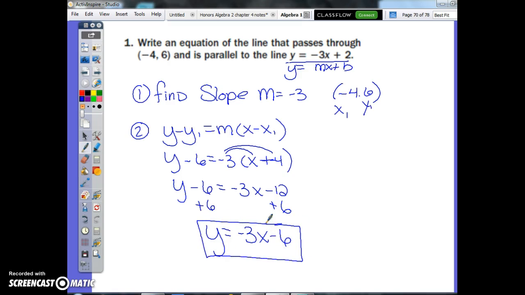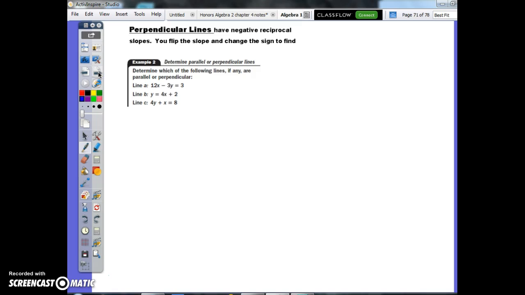It is parallel to what? It is parallel to this equation they gave you. Why is it parallel? The slope is negative 3. The slope is negative 3. They are parallel. All right.